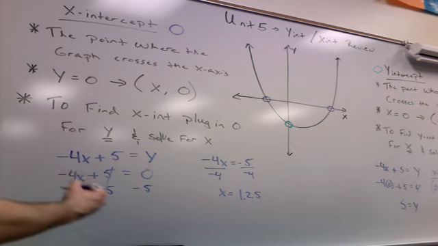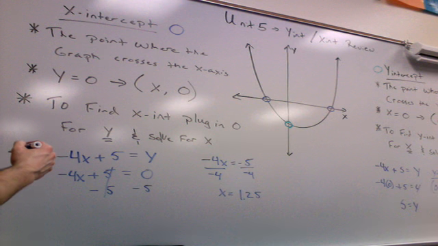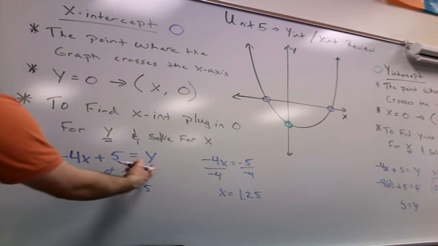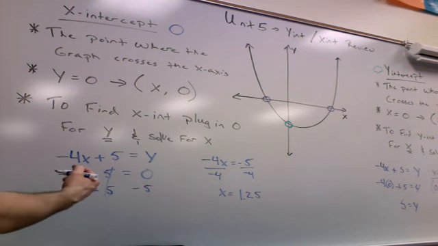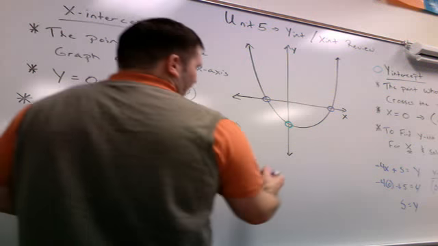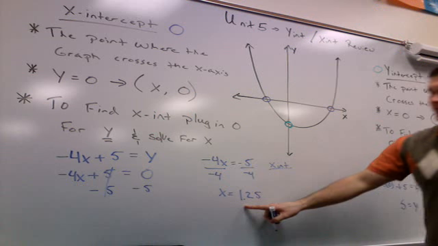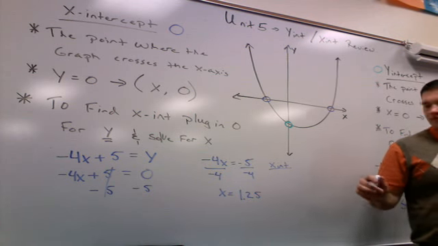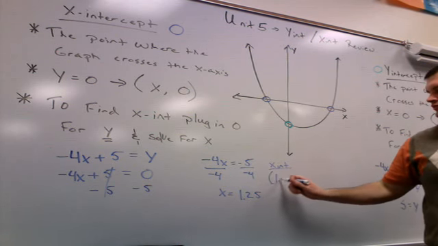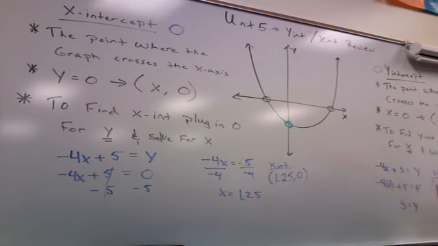1.25. Okay. Yes, Josh. Why do you have to subtract 5? Because we have to move the 5 over here to get the x by itself, just like solving for x in any algebra problem. Okay? All right. So that means that our x-intercept is going to be 1.25, comma 0.